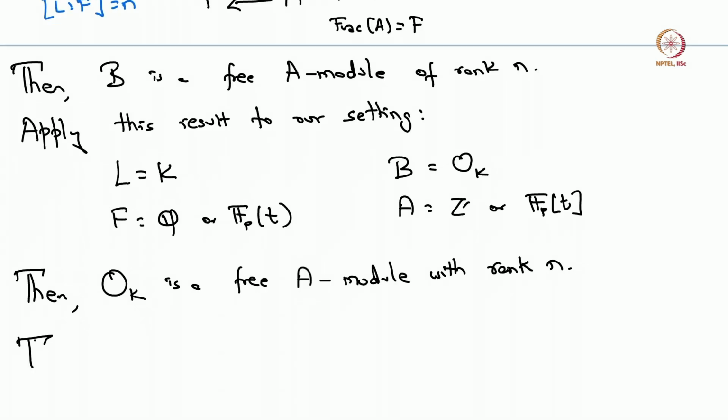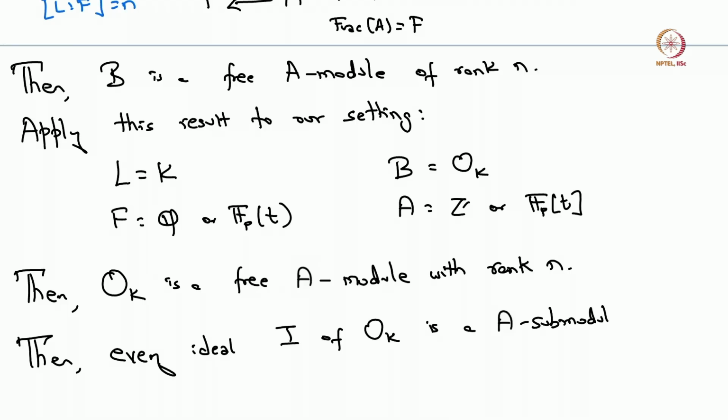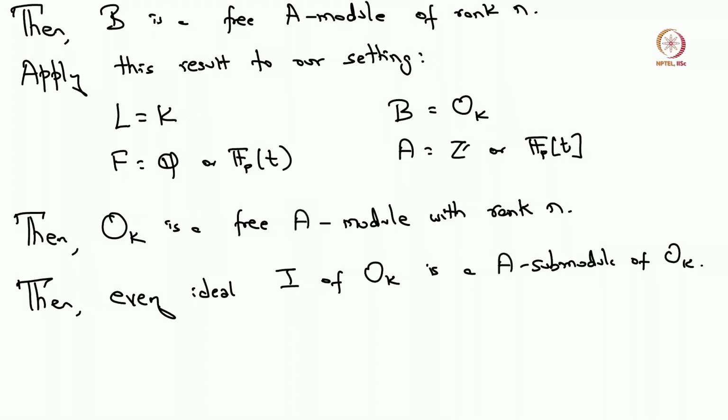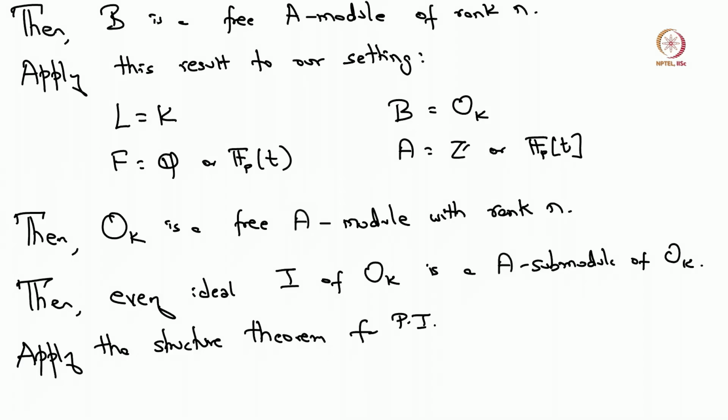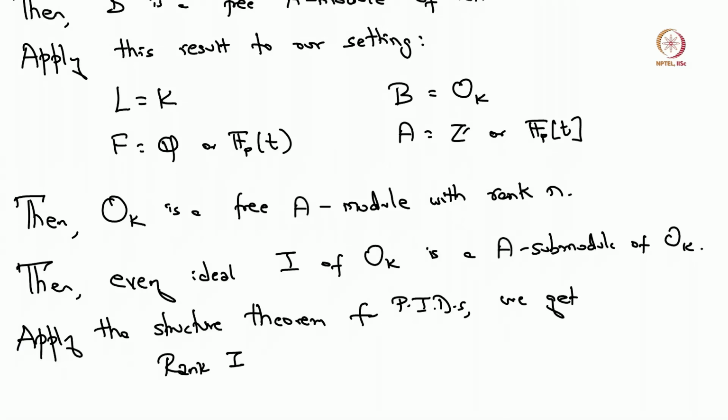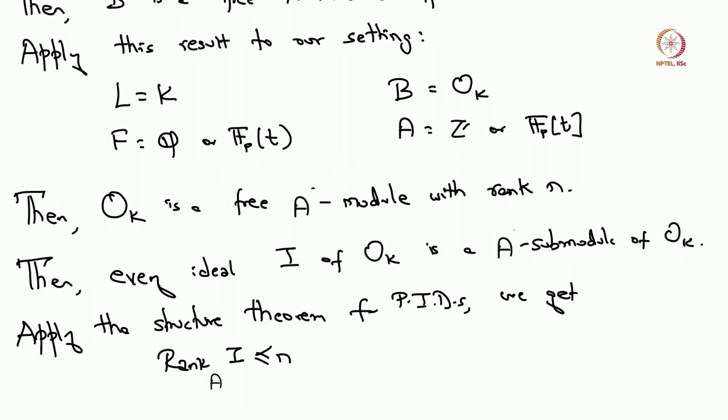Okay, and so again, how is this applicable to us? So this means that every ideal I of O_K is in fact a submodule, an A-submodule of O_K, and so if you apply the structure theorem for PIDs, we get that the rank of I as a module is less than or equal to n, since the rank as A-module of O_K equals n, and we have that I sits inside O_K as A-module.